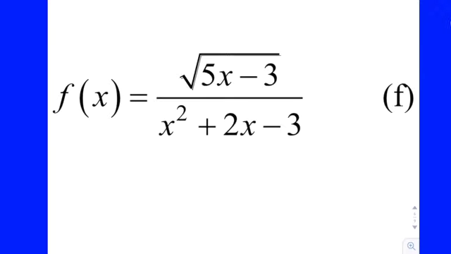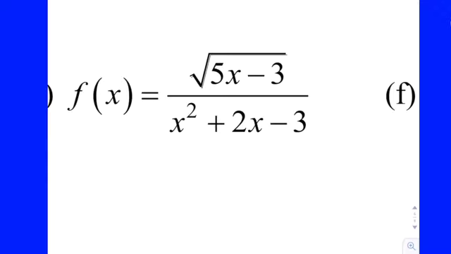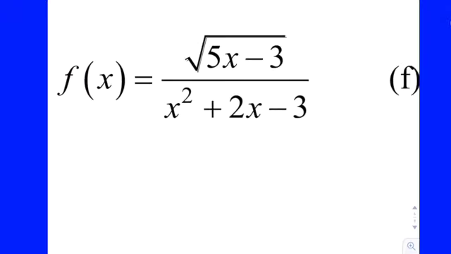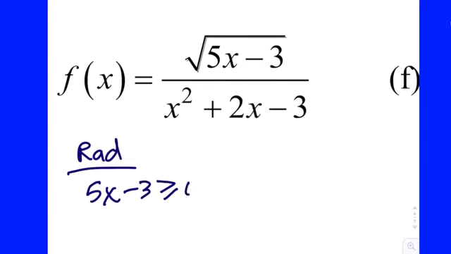All right, so this one's looking more like maybe what we quizzed over. We have two separate cases. We have a square root in the top, so now that the numerator is relevant, and we have a quadratic in the bottom. So let's do this one together, and then I'll cut you loose on the next one. So let's do the radical first. And we got 5x minus 3 is greater than or equal to 0.